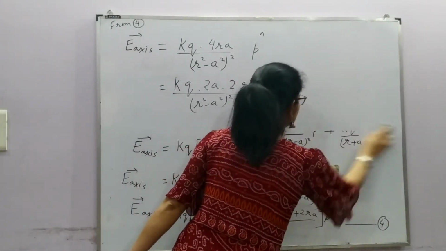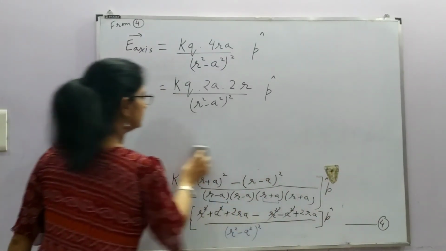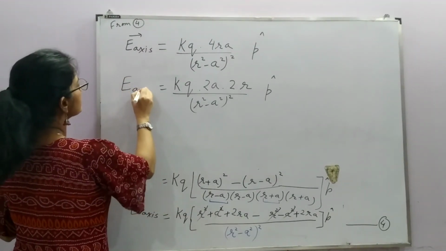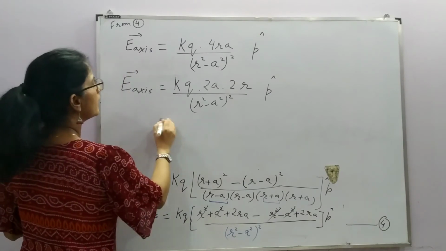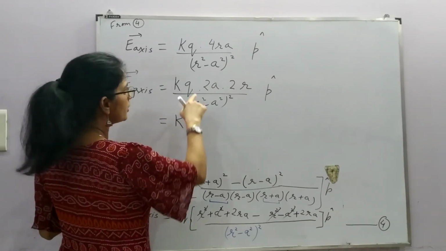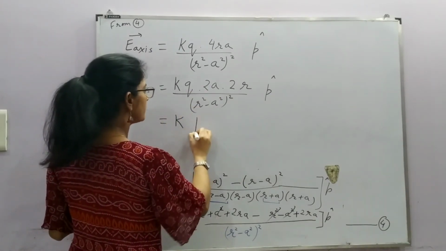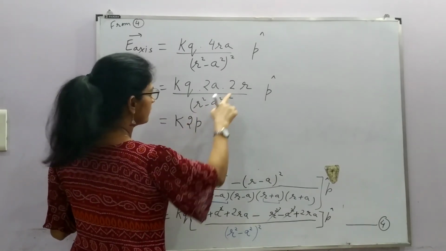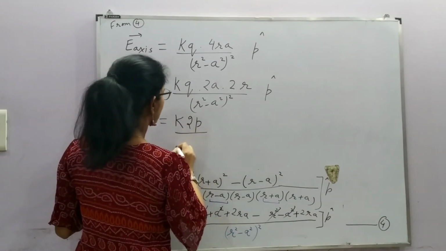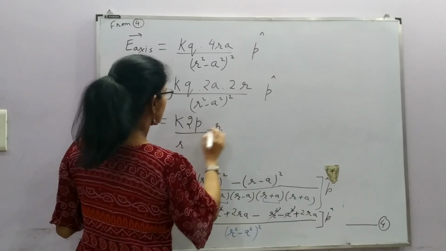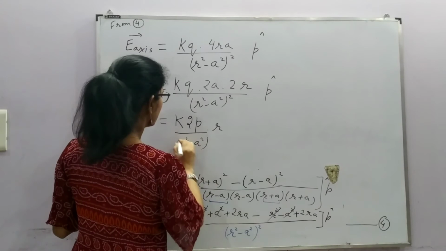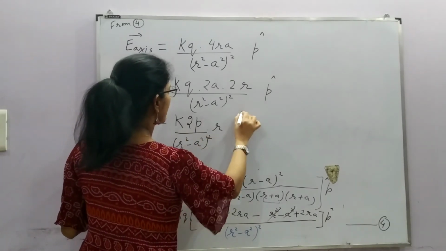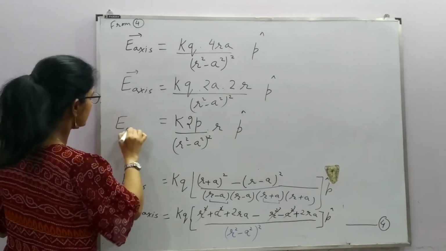Now from here, this is E at an axis, and this will be K. We know that Q into 2A is what? P, right? And this can be written like this, and here R as it is, R square minus A square to the power square into P cap. Let's take a special case.